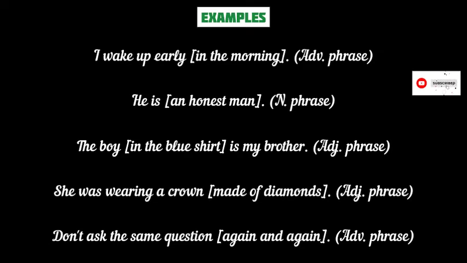And then in the sentence, "Don't ask the same question again and again," "again and again" is a phrase. It modifies the verb ask by showing its frequency. So made up of three words, it's an adverb phrase.